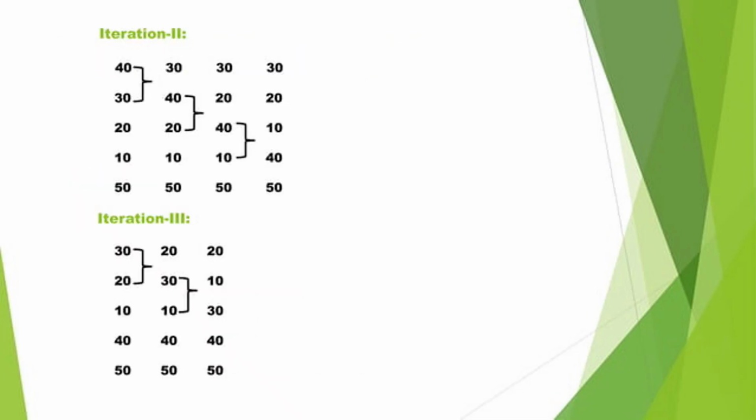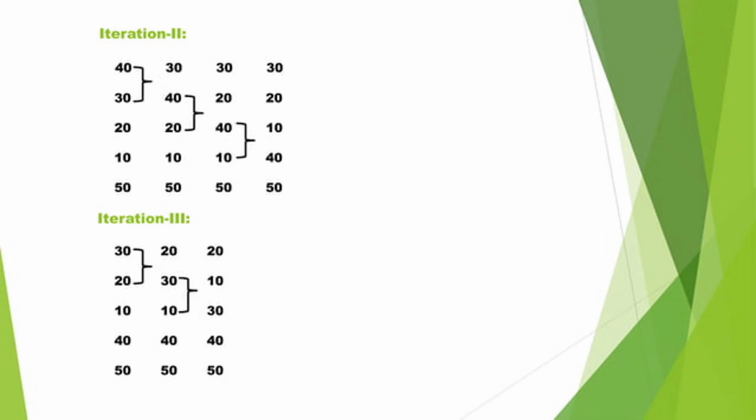Compare A of 0, 40 and A of 1, 30. 40 is greater than 30, swapping is required. Now the array will be 30, 40, 20, 10 and 50. Next step, compare A of 1, 40 and A of 2, 20. So 40 is greater than 20, swapping is required. Now the array will be 30, 20, 40, 10 and 50.